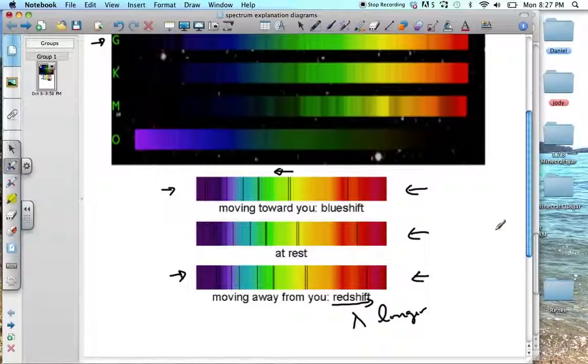At a higher level, by looking at the change in the wavelength, how much it has moved, we can get an indication of how quickly that star or that galaxy is moving away from us.